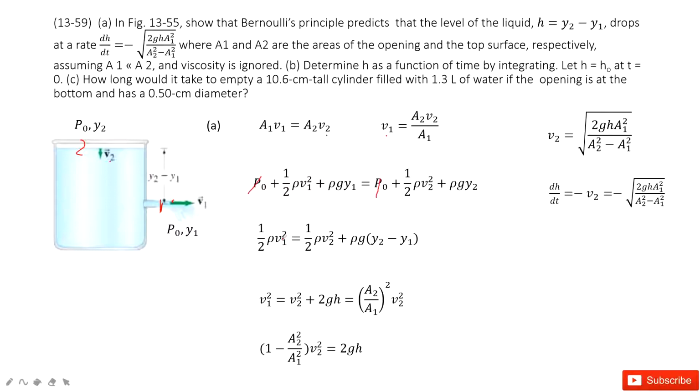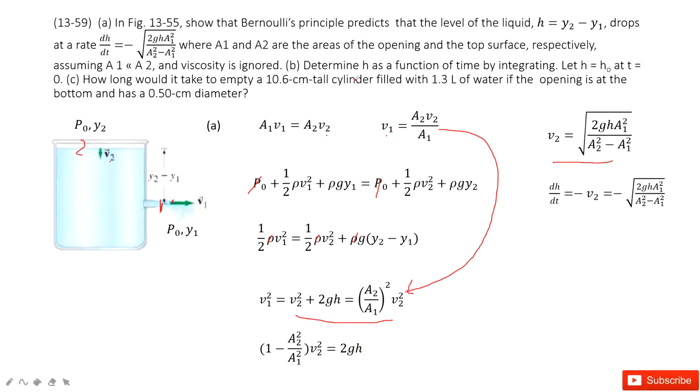Now we can find the equation looks like this. We write it in this way. Y2 minus Y1 is H, and rho cancels. So now we have V1 squared equals V2 squared plus 2gH. Now we input V1 there. So now you can see this is the equation for V2, and very easily we can solve it. We get V2 equals this equation, right? And then the drop rate dH/dt must equal negative V2. So now we proved it.